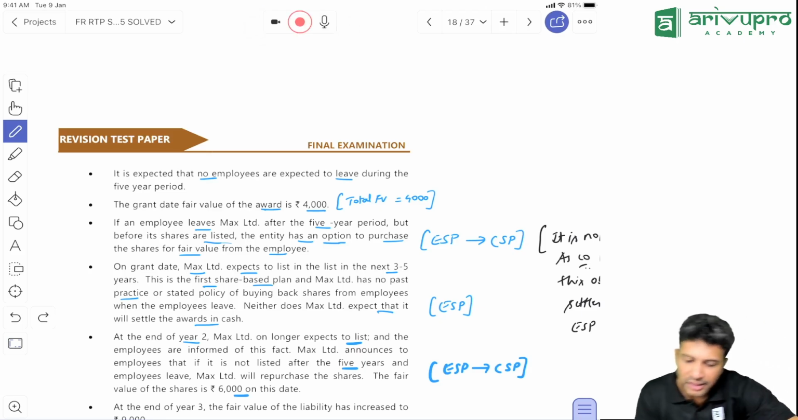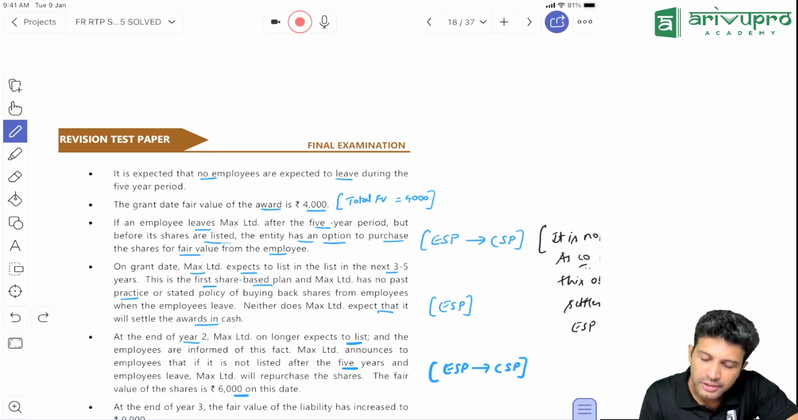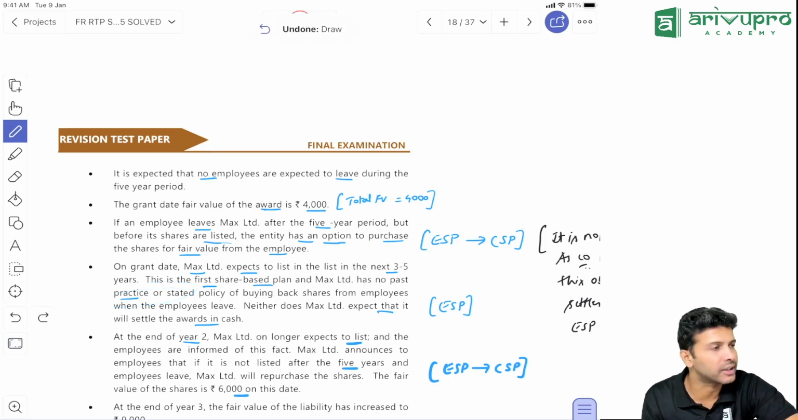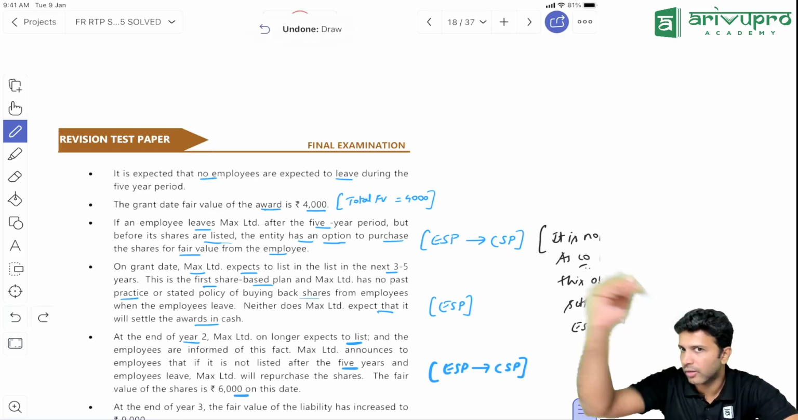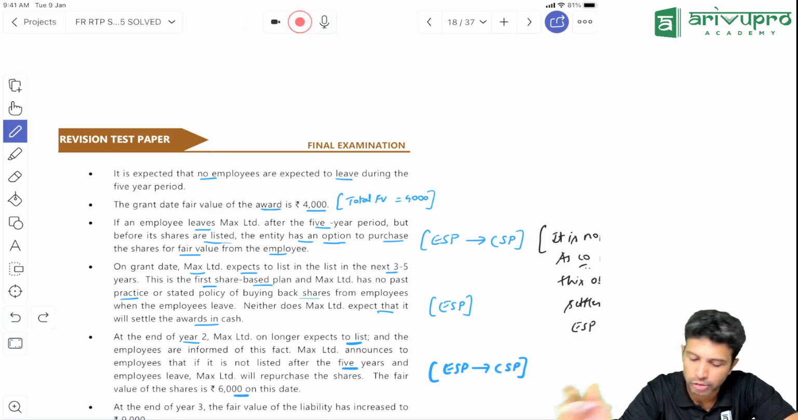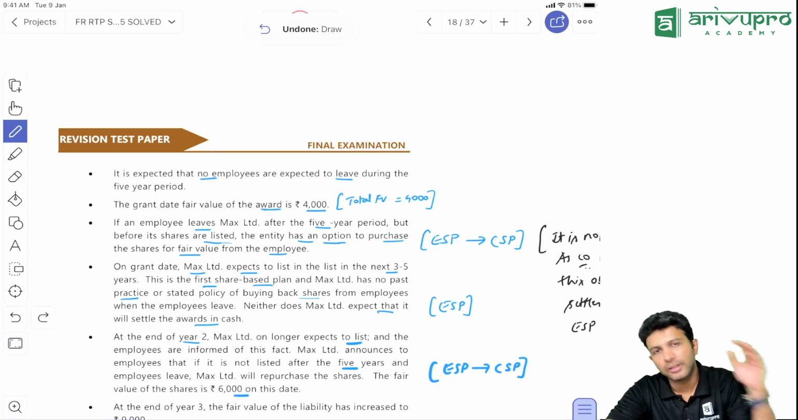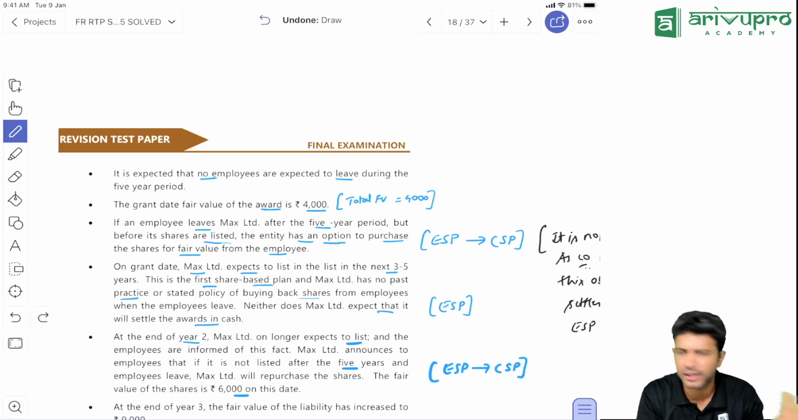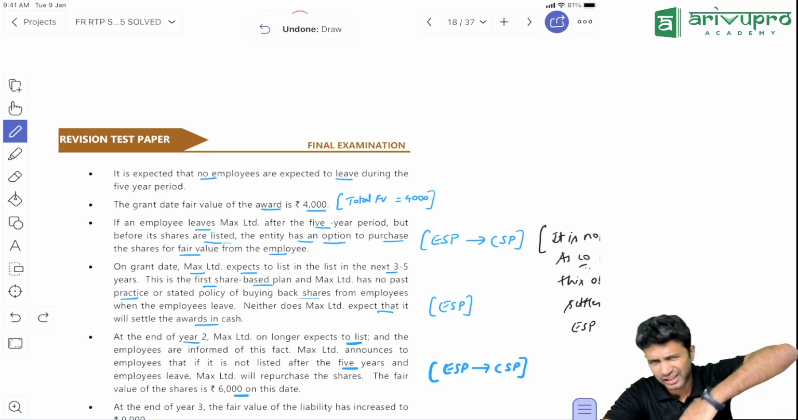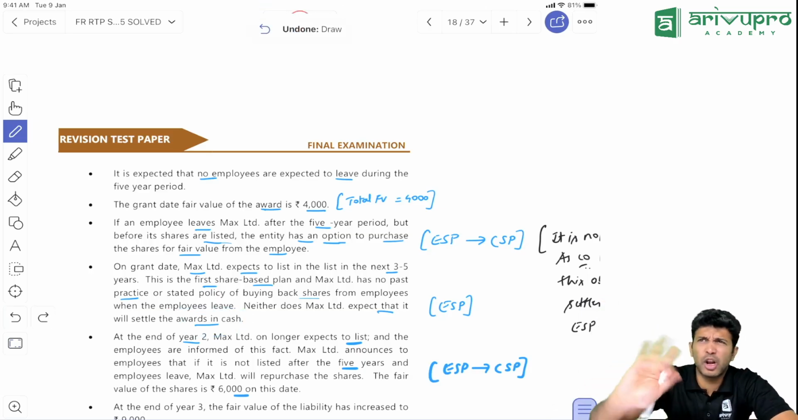On the grant date, Max expects to list in the next 3 to 5 years. The company feels in the next 3 to 5 years we'll finish off the listing. This is the first SBP plan and the company has no past practice of the stated policy. Till now, we have not given any such plans to our employees, or a stated policy of buying back the shares from employees when the employee leaves. Till now, we have not purchased shares from our employees also. Neither does Max expect that it will settle the award in cash. So the company believes this is our first plan. Till now, we have not purchased any shares from our employees. The company feels in the next 3-5 years it will be listed. Even if it is not listed, we currently don't have any past practice, and they are also saying that the company feels that we will not pay cash and buy back.